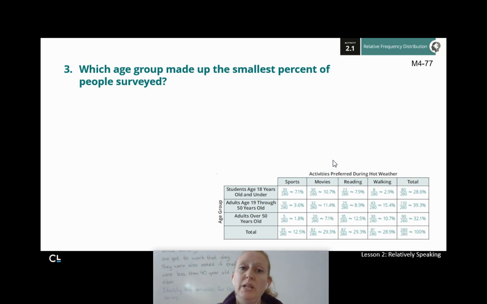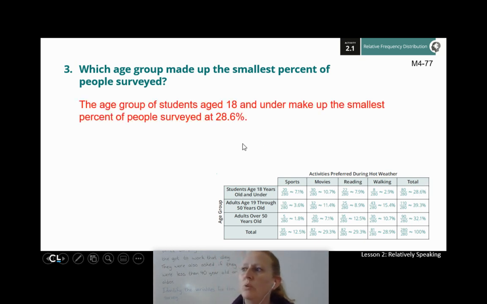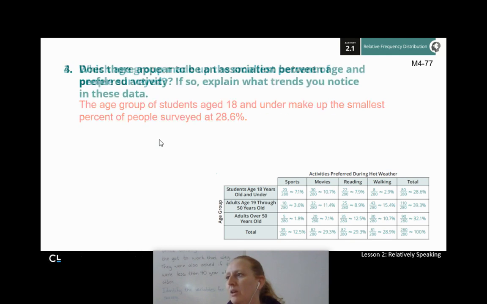So question number 3, which age group made up the smallest percent of people surveyed? Let's see, 32, 39, 20. Oh my goodness. Students age 18 years old and under were the smallest group of people surveyed. We only had 28.6% of them.